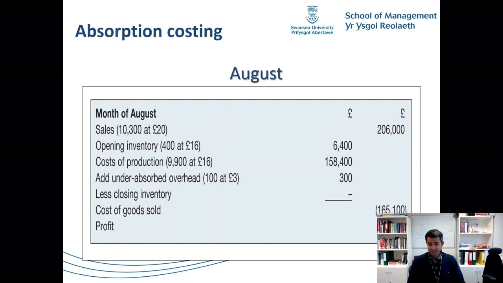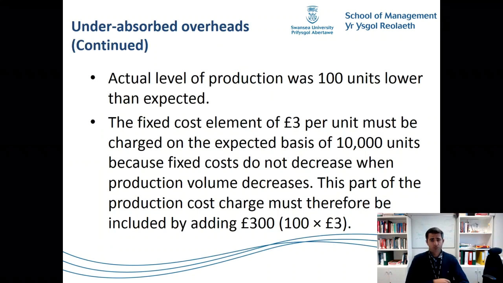Again, let's look at the explanation. Actual level of production was 100 units less than expected. If you remember in the question, what we expect is 10,000 units budgeted production. But here what happened, we produced 9,900. This is 100 units less.